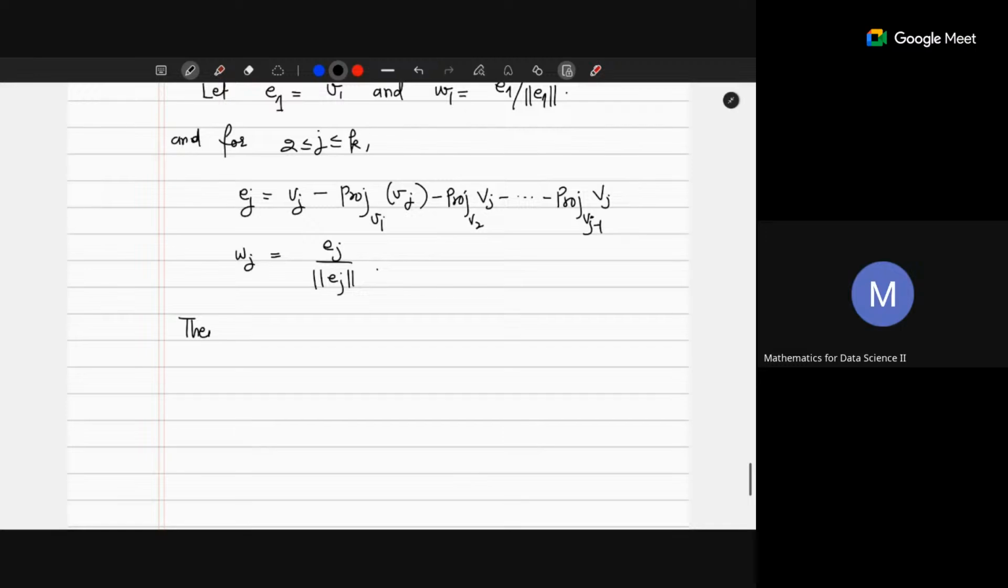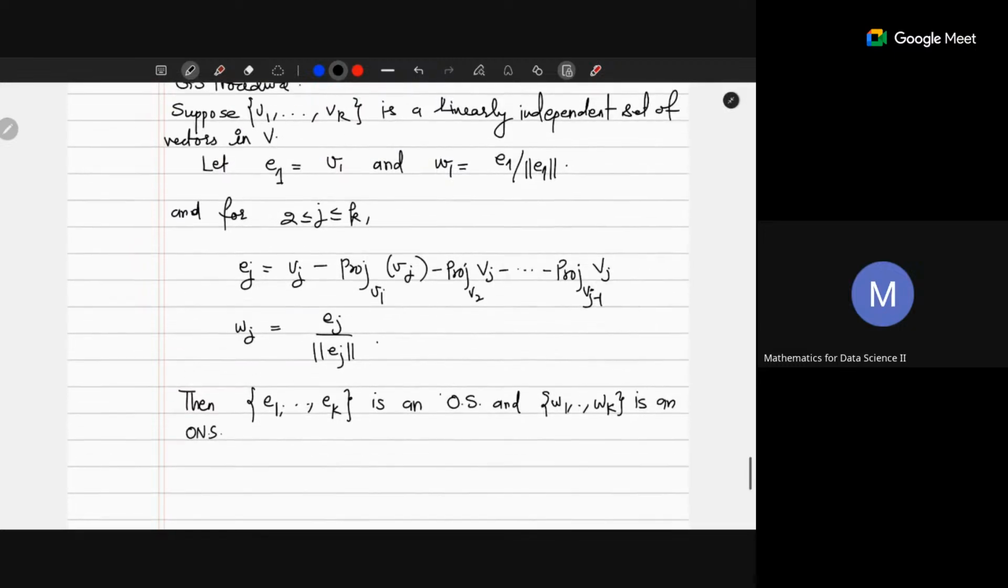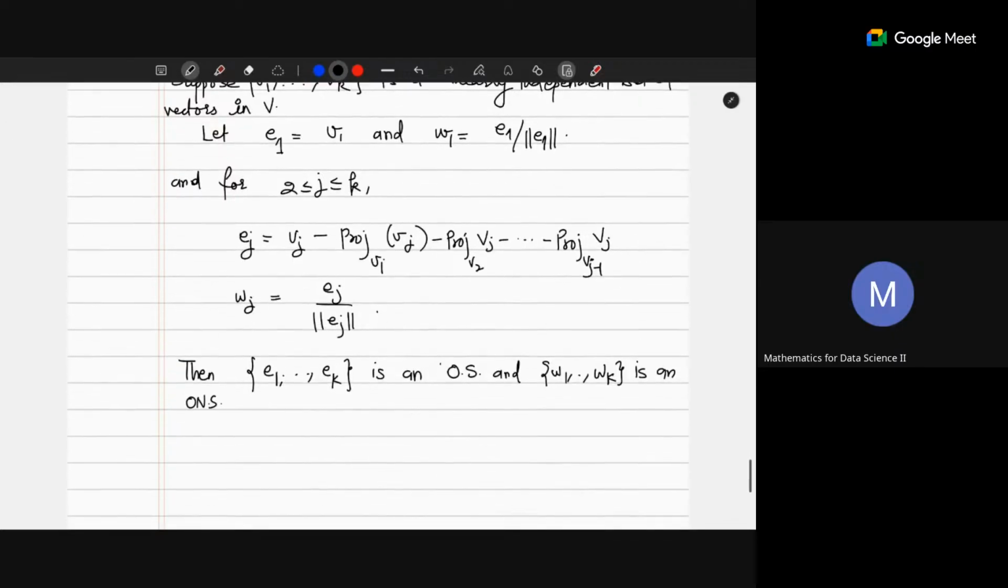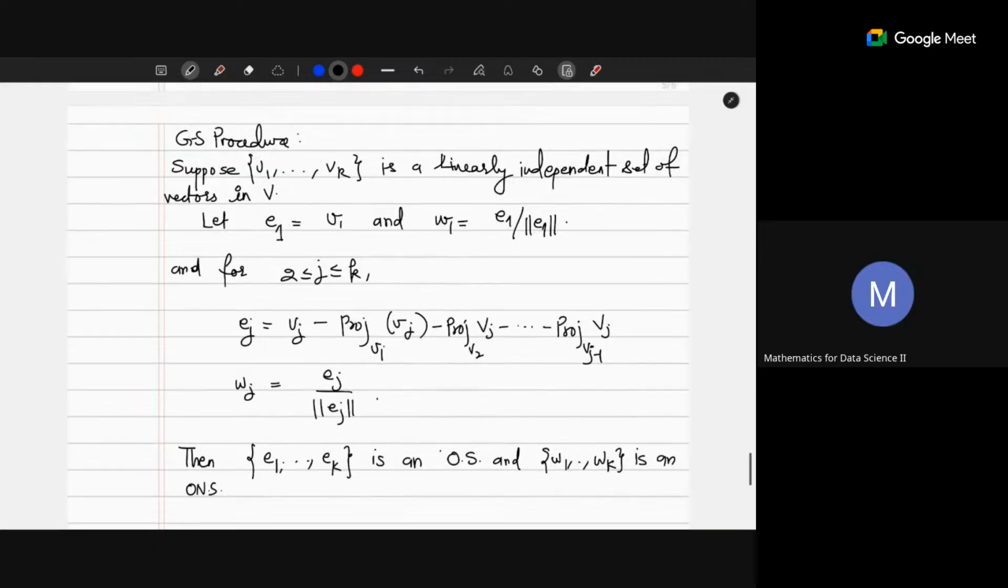Then E1 up to Ek is an orthogonal subset, and W1 to Wk is an orthonormal subset. All right. Any question on this?